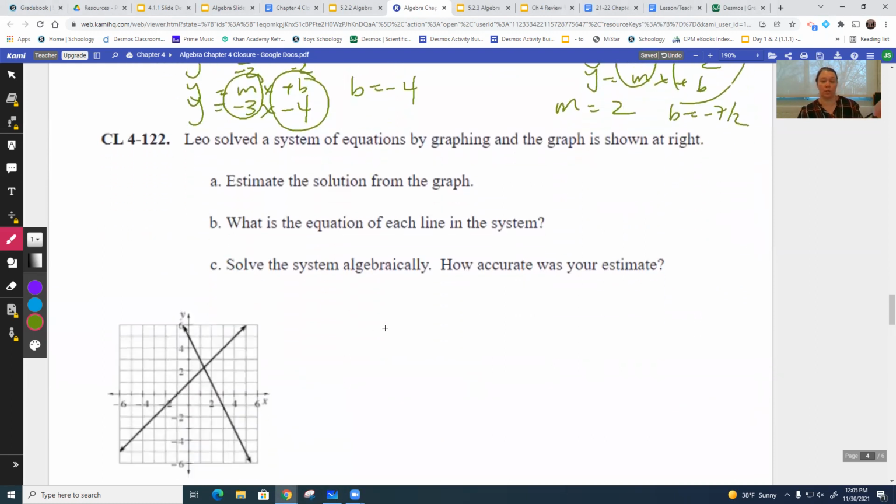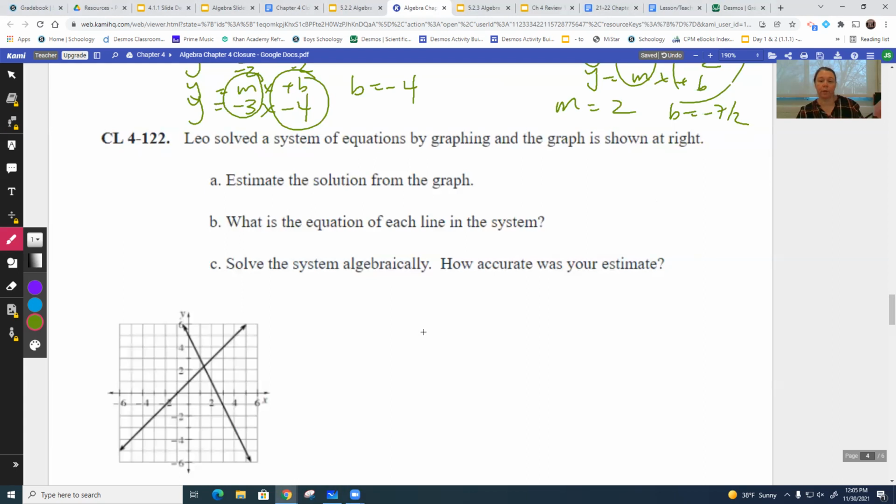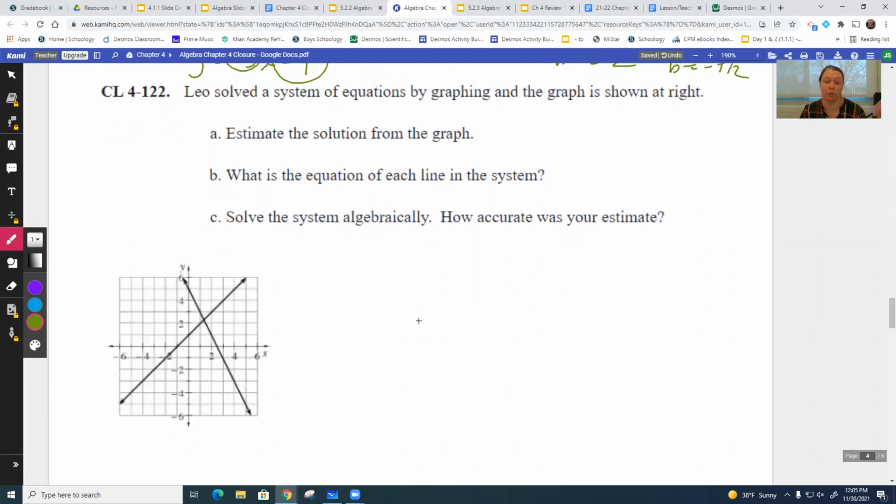For 122, it says Leo solved a system of equations by graphing, and the graph is shown at the right. Estimate the solution from the graph. Write an equation for each line, and then solve algebraically. Okay, so this estimate the solution. It's a little past 1, and a little above 2 for the y. So it really is just an estimate.